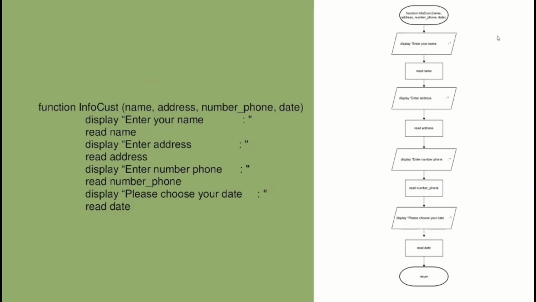So this is a function in focus. This function just collects and records all the customer information, including their name, address, phone number, and preferred date. It allows the user to enter their name, address, phone number, and date. It reads the user input and stores it in the variables. The function will end having collected and stored the customer information. So let's move on to the next function.